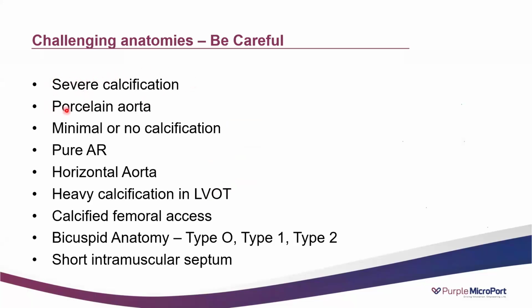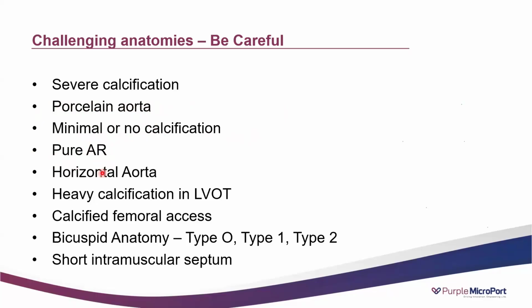Then secondly, something called a porcelain aorta. What is porcelain aorta? Where the entire ascending aorta, descending aorta, and the annulus are full of calcium. These cases have to be rejected. Then where there is minimal or no calcification, the valve may slip down or pop out. Pure AR cases mean there is no calcification at all, so this ideally should be done by a balloon expandable valve.